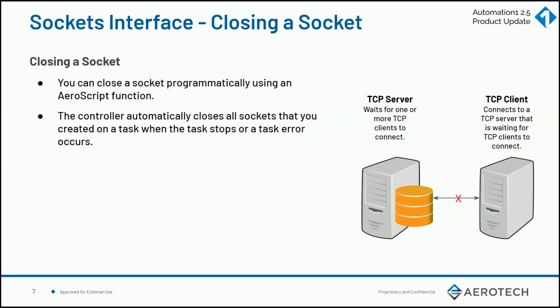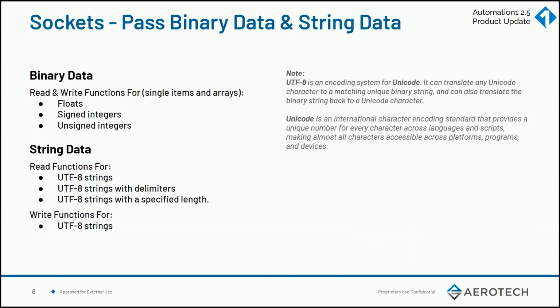So you would need to reestablish these connections when restarting that task. With sockets, you can pass binary data and string data. The binary data types you can read and write include floats, signed integers, and unsigned integers. And many different types of signed and unsigned integers and floats, and single items and arrays, are both supported in Automation1. For string data, you can read UTF-8 strings with delimiters, UTF-8 strings with specified length.